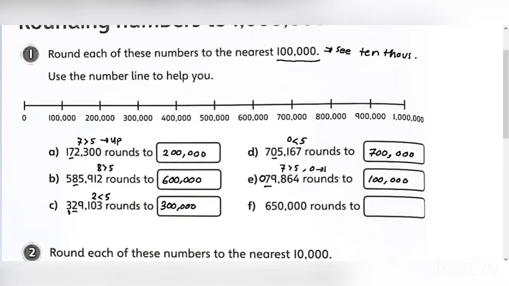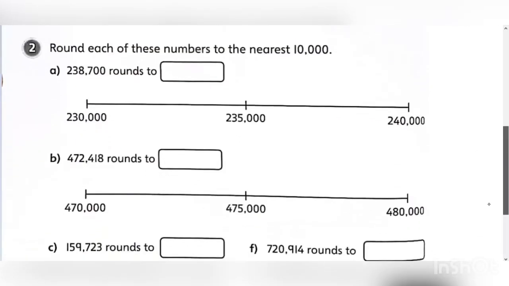Okay, the last number for number 1, we have 650,000. We also need to see the 10,000. The 10,000 here is 5. 5 is equal to 5, so we also need to round it up. Round up, okay? So the number after 6 is 7. So the answer here is 700,000. That is the answer for the first number. Very easy.